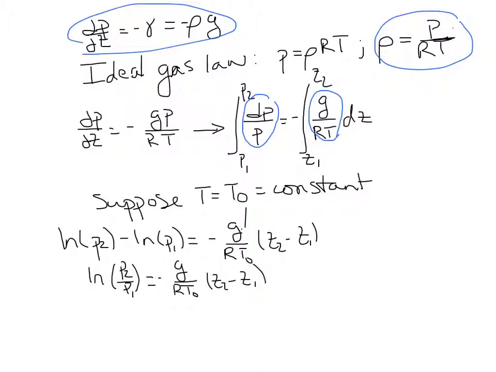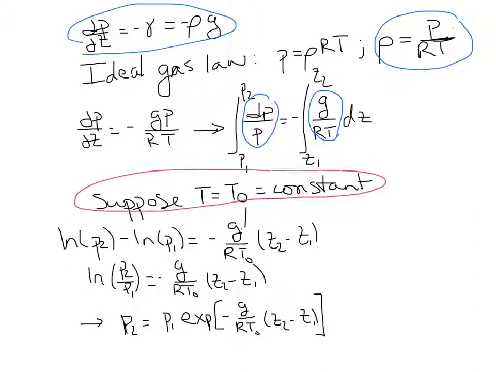And then taking the exponential of each side, solving for P2, the solution becomes that P2 is equal to P1 times the exponential of minus g over R T0 times z2 minus z1. So it's the exponential of the change in elevation. So you can see this is a little different from the case where density is a constant, in which case the pressure is linearly related to the change in elevation. It's now related exponentially. Now, of course, the key assumption here is that the temperature is constant.